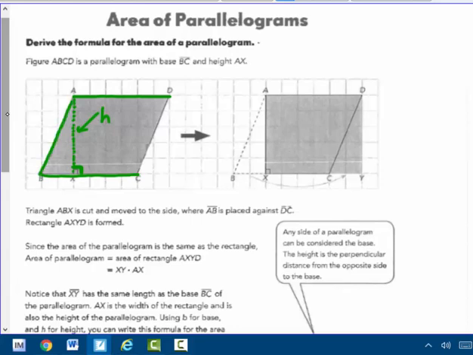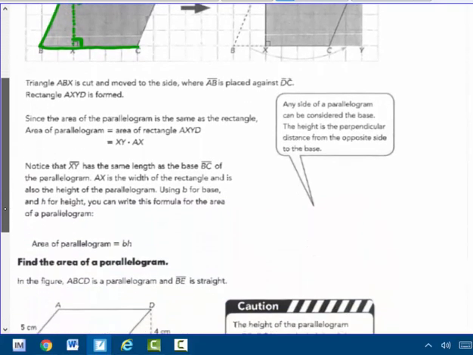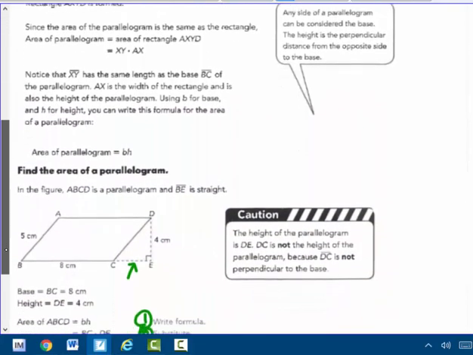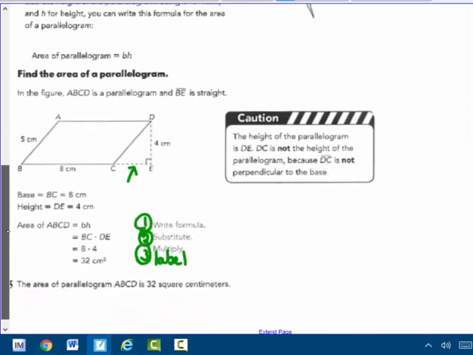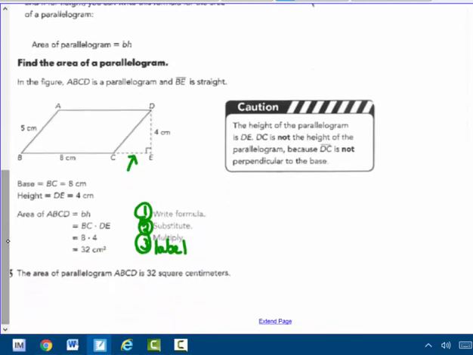Triangle ABX. You can make a parallelogram into a rectangle by cutting off this piece on the left and moving it over to the right, and then you have a parallelogram looking exactly like a rectangle. So yes, the area of a parallelogram is base times height. Finding the area of this parallelogram, we have a base of 8, don't include this little dotted piece here, and a height of 4.